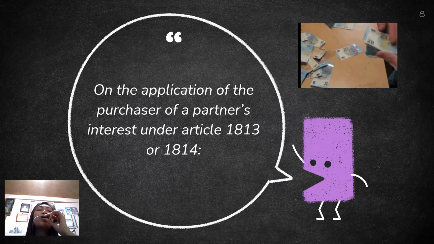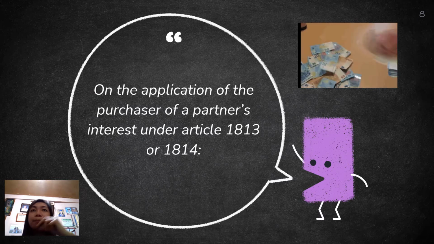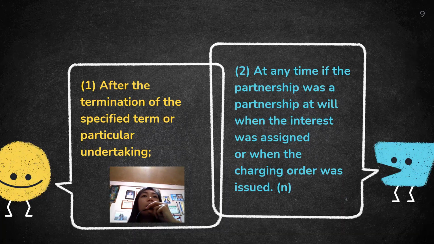Next is, on the application of the purchaser of a partner's interest under Article 1813 or 1814. If we go back to the previous reporters, there are two: after the termination of the specified term or particular undertaking, and at any time if the partnership was a partnership at will when the interest was assigned or when the charging order was issued. It only talks about the application of a new partner after the termination of the ex-partner.